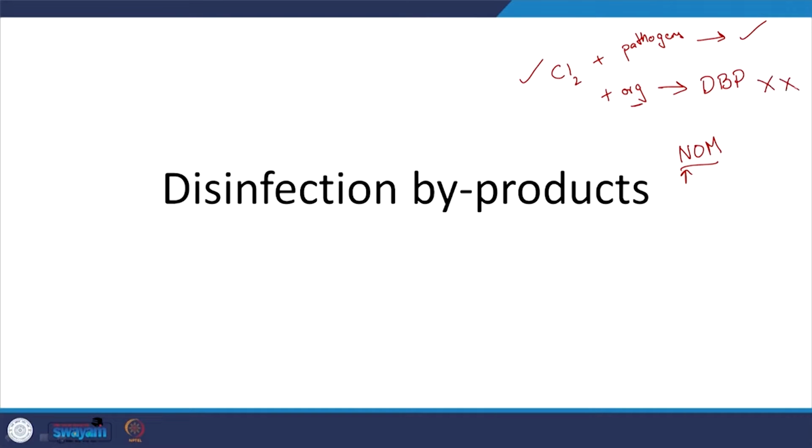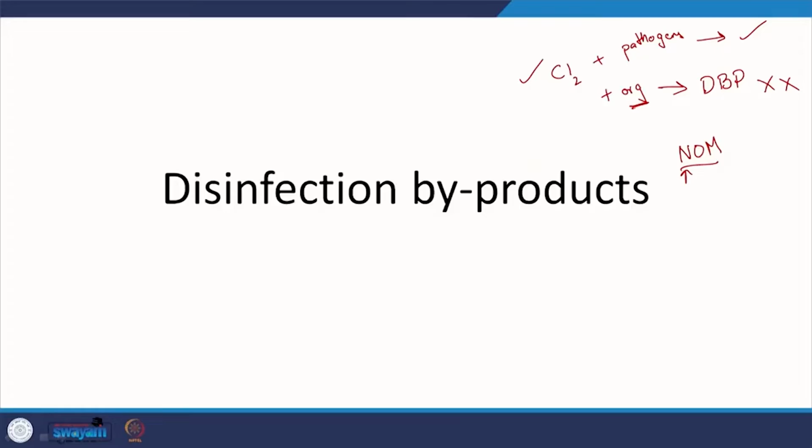So, the case is clear. I want to choose that oxidizing agent depending upon its ability to effectively inactivate the pathogen at hand while not forming a lot of, or relatively limited, disinfection byproducts. So, that is the key. Another aspect to limit formation of disinfection byproducts is to see to it that the organics concentration is less, so that even if I add the chlorine, disinfection byproducts are not going to be formed.